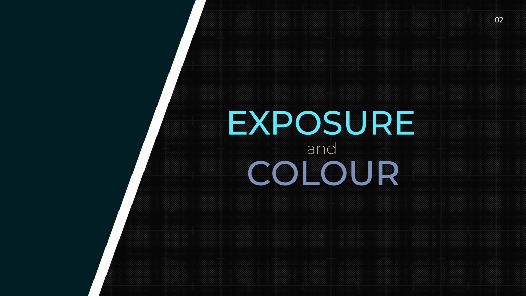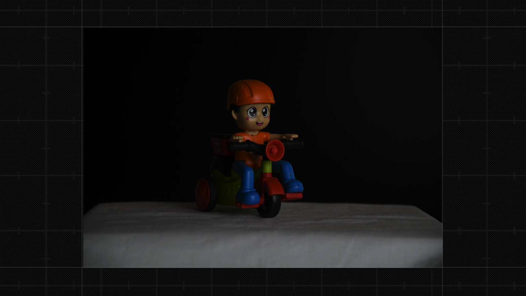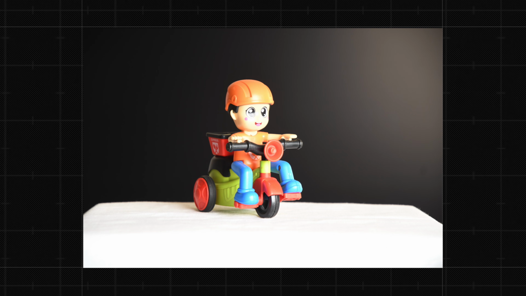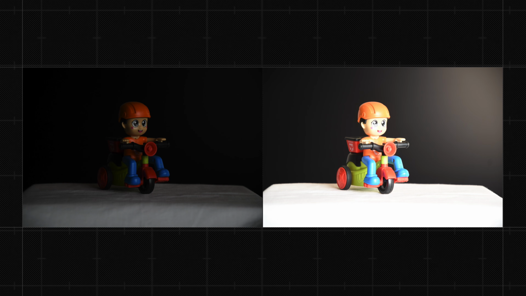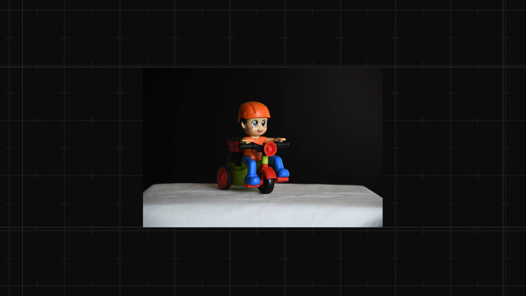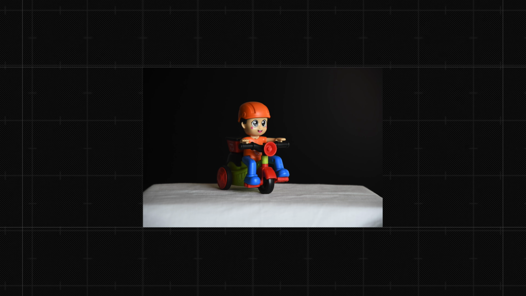Now let's see how exposure affects color. When the light is too less, it makes the colors look dull and muted. On the other hand, when light is too much, it makes the colors look unnatural and washed out. But colors in a well-exposed photograph appear vibrant and true to life.